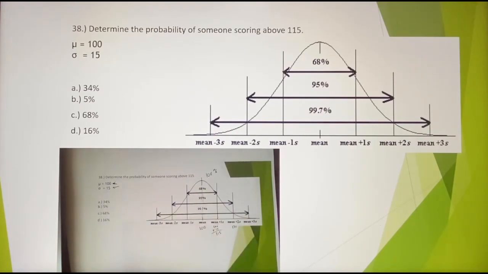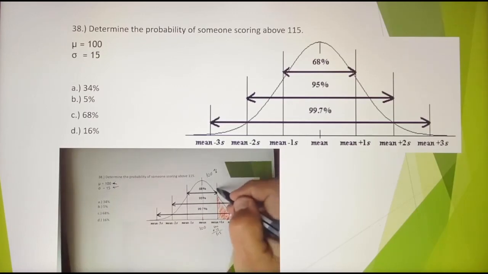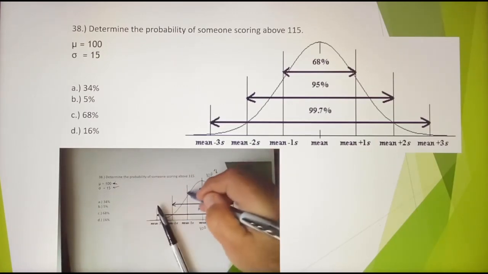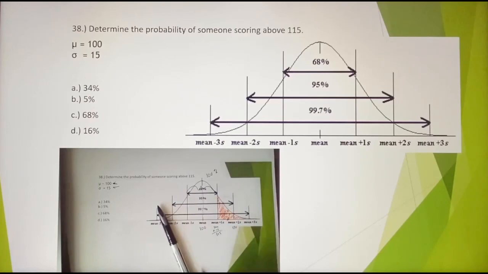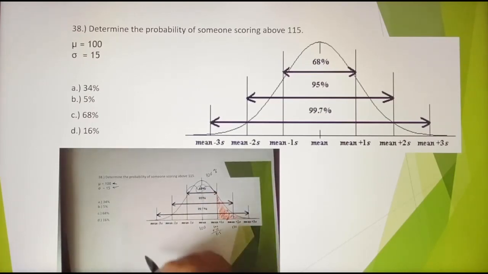So our question is asking us what is the probability of scoring above 115? So we're looking for the area above 115. So this orange area here is what we're looking for, above 115. Well, we're given some percentages, and we're told that the area from here to here is 68%. Right? So we know that that's 68%.